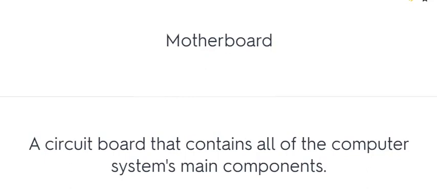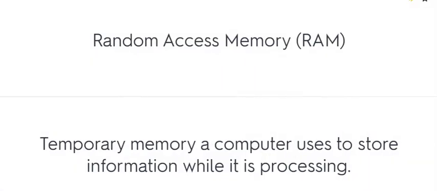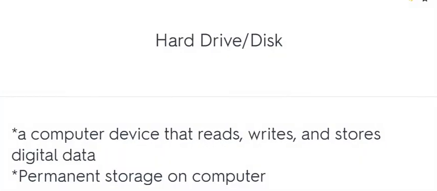Motherboard, a circuit board that contains all of the computer system's main components. CPU, the key component of a computer system which contains the circuitry necessary to interpret and execute program instructions. Random access memory, temporary memory a computer uses to store information while it is processing. Hard disk drive, a computer device that reads, writes, and stores digital data. Permanent storage on computer.